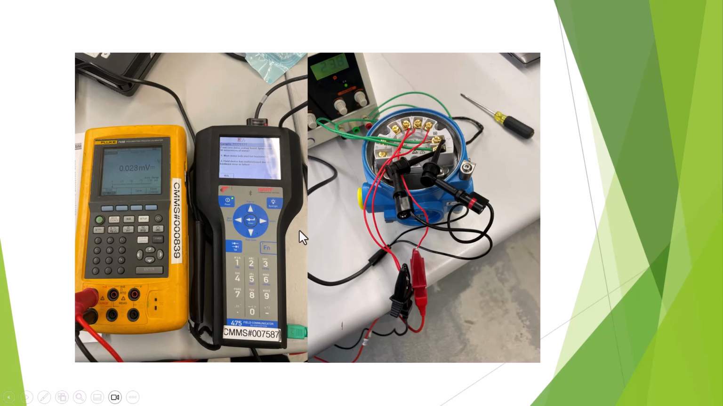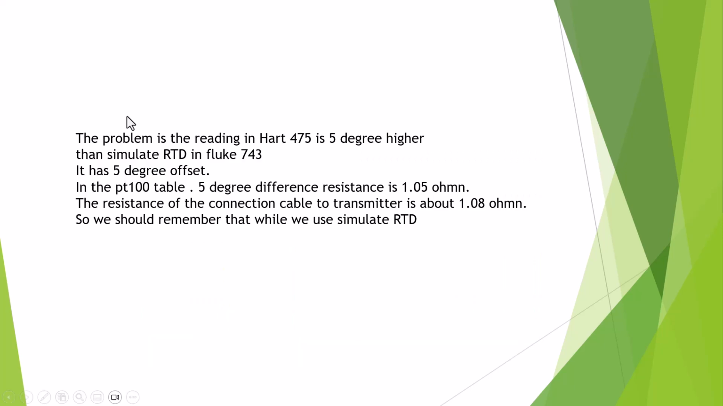The 743 reading is about 5 degrees off. Why? The wiring cable from the 743 to the temperature transmitter has resistance, almost 1.5, 1.08, 1.05 ohm. So the reading is always 5 degrees higher than simulated. It has a 5-degree offset.